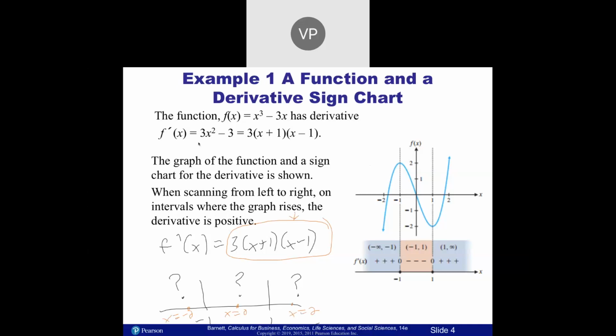So start with the easy one. When you plug in 0 to this bit right here, what do you get? You get 3 times 1 times -1. I don't really care about the number, I just care about the sign. I get a negative. That tells me my graph is decreasing in that area.